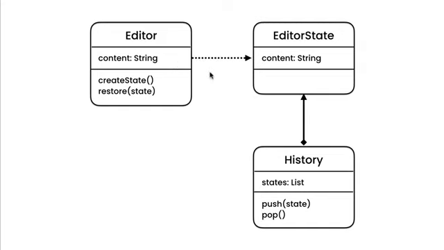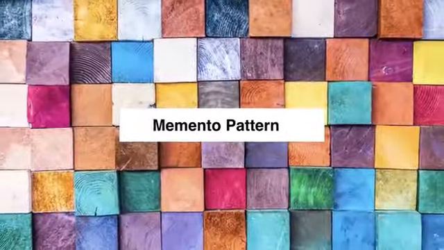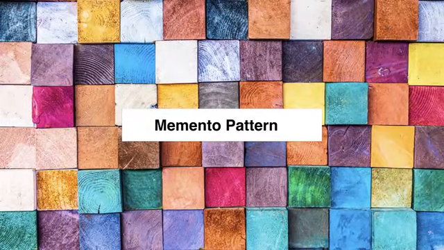Now look at the type of relationship we have between the editor and the editor state classes. We have a dependency relationship. That means the editor class uses the editor state because the create state method returns an editor state object, okay? Well, congratulations! You came up with your first pattern. This is called the memento pattern. We use the memento pattern to implement undo mechanisms in our classes.